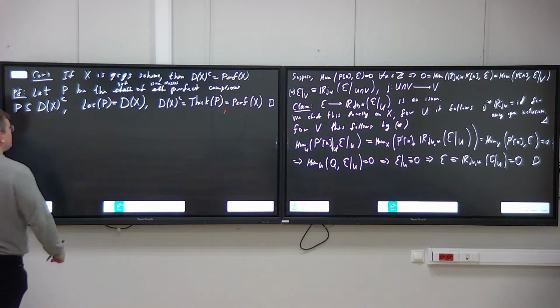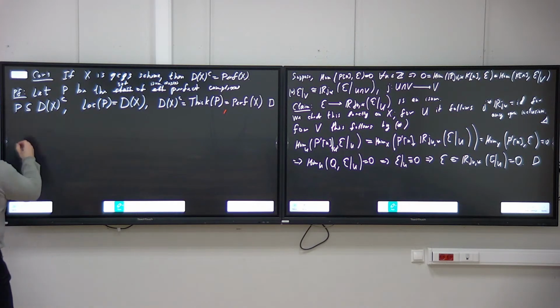Okay. So this is the first corollary, and the second one. Wait, why do we even take this P? Why can't we work with perfects? What is this P for? Why don't we just say that Perf(X) sits in D(X), that the localization of Perf(X) is D(X), and D(X) is the thick closure of the perfect complexes? Why do I need this P?